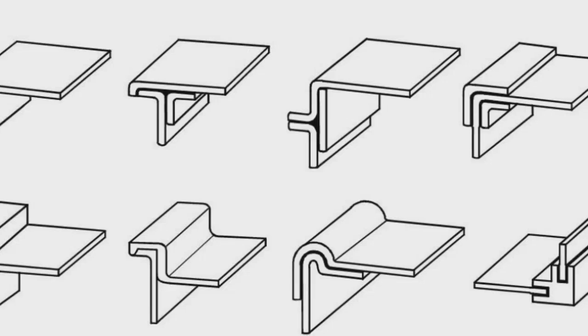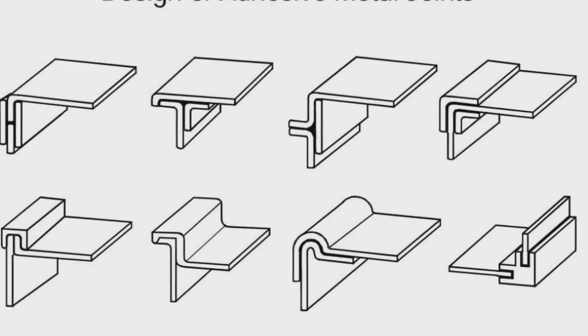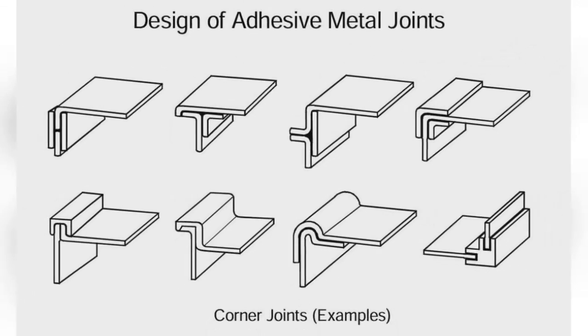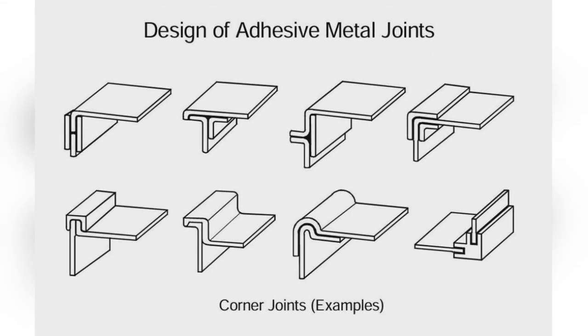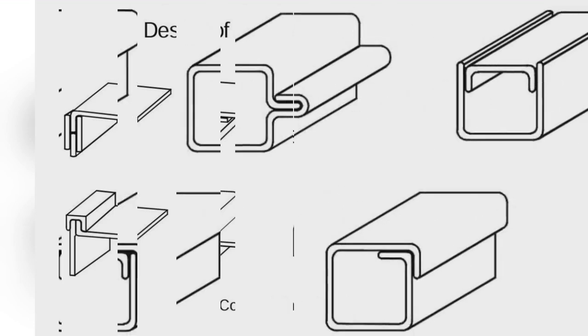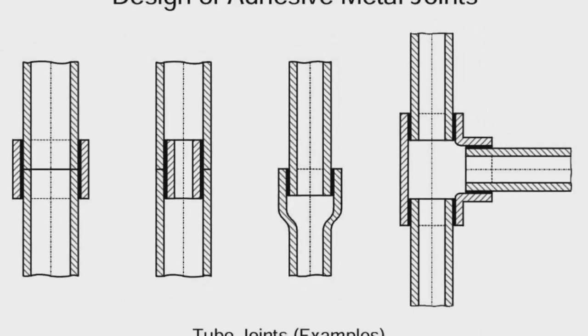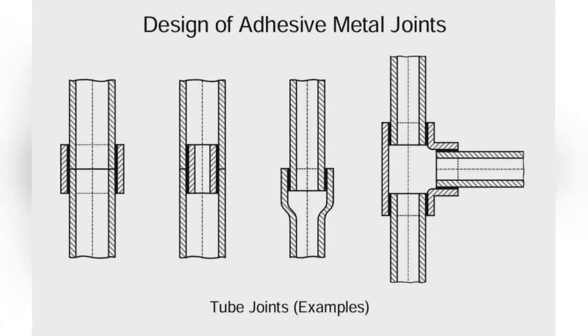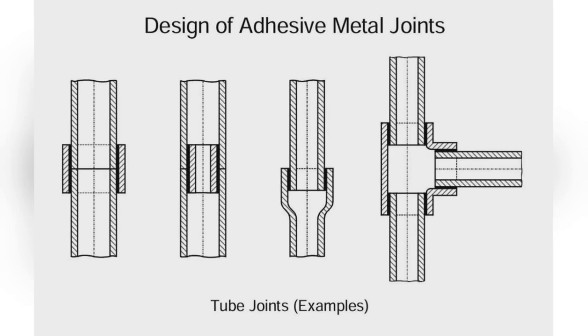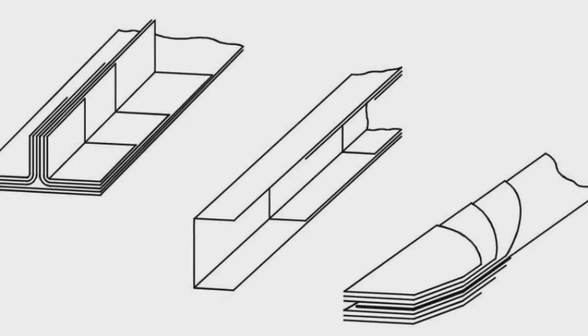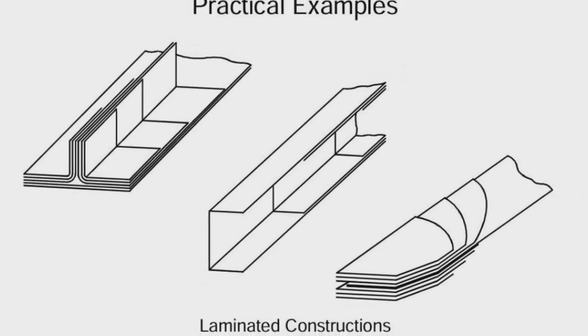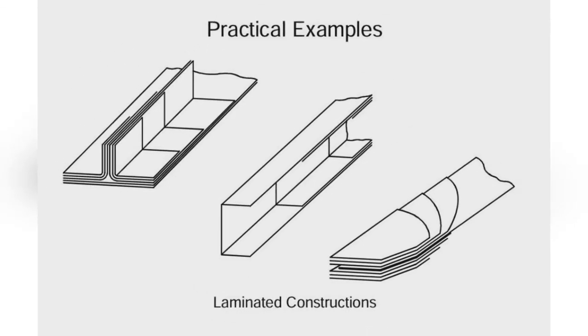Examples for joint designs. Designs which have proved most successful for corner joints, closed-sectioned profile joints, and tube joints are illustrated in the following three figures. The examples of closed profiles. While joining tubes of different coefficients of thermal expansion adhesively, the tube with the larger expansion should be designed to be on the outside. Typical application examples for adhesively joint metal constructions are layered or laminated, shell and sandwich constructions.